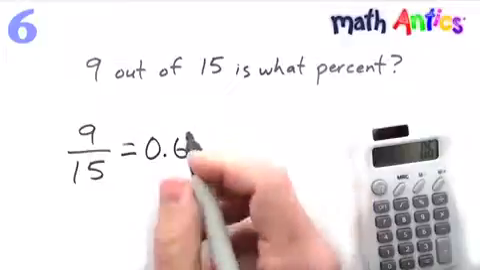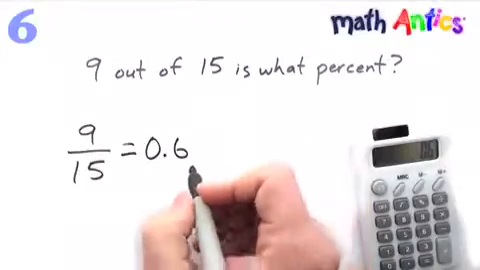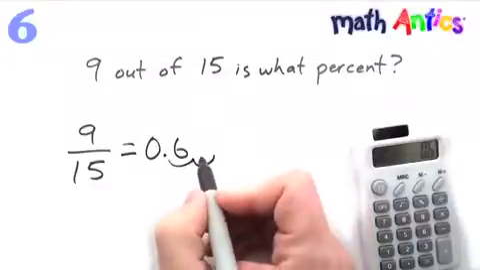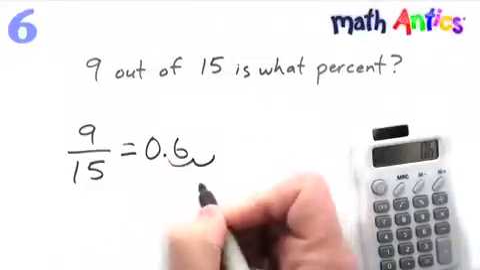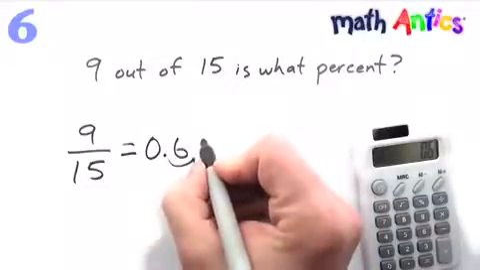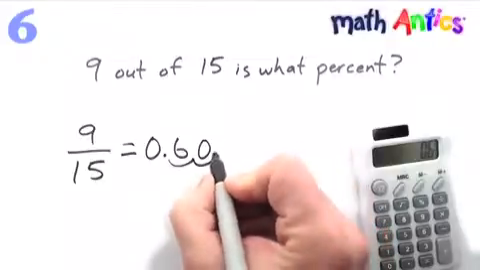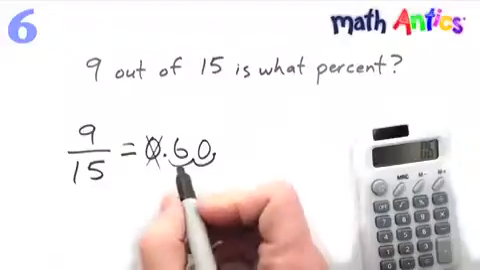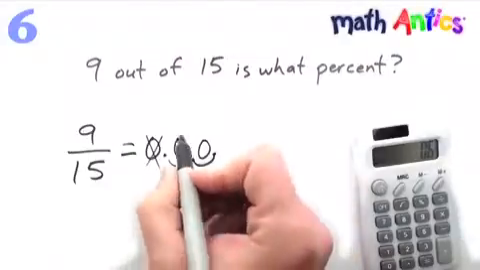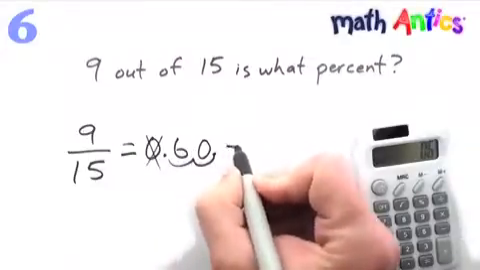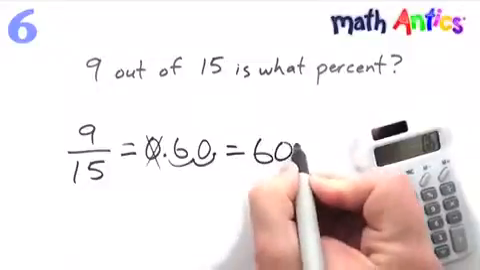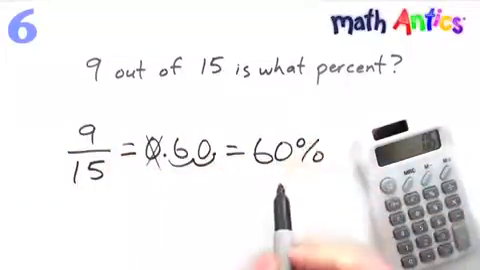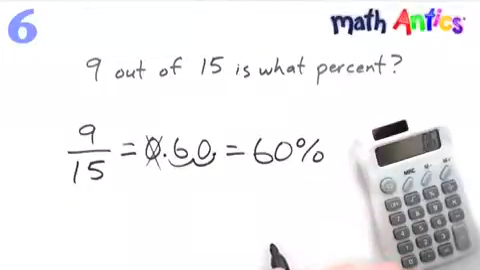And then to convert that into a percent, we move the decimal point 2 spaces over to the right. There's not enough digits there, so we need to put in a 0 as a placeholder. And now we can get rid of that 0 that was there as a placeholder. And so our answer is 60. So let's rewrite that here, 60%. So 9 out of 15 is 60%.